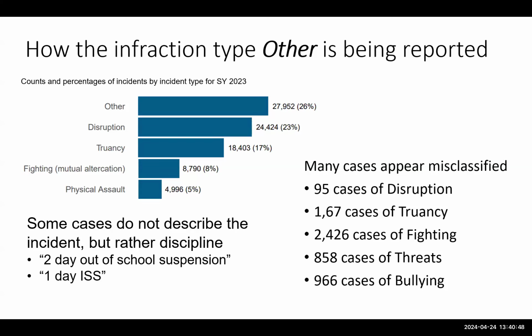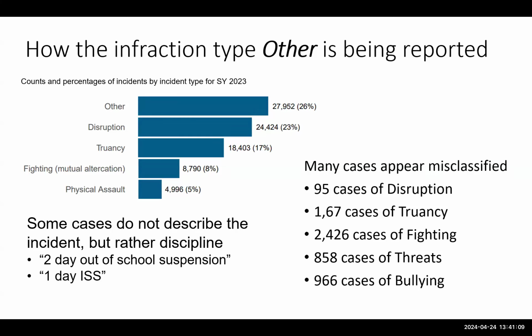Well, what was the other thing that happened? A lot of the things that are going in this other field are things that could have been assigned to infraction types that already exist. For example, disruption, truancy, fighting, threats, bullying, all those things. You can see counts here where we found those things identified as other that should have been classified as infraction types.